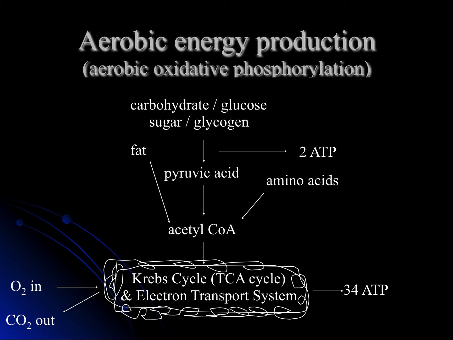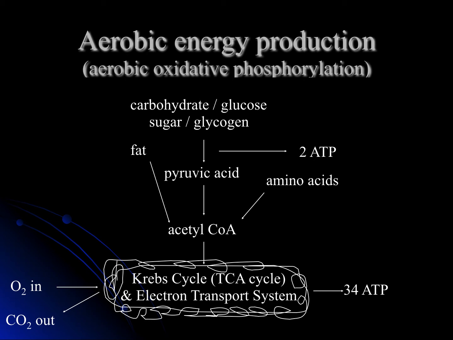You can see that using glucose for fuel, we get 2 ATPs produced up in Embden-Meyerhof, and then 34 ATPs produced through the activities in the Krebs cycle and the electron transport system. And also you can see that oxygen is required and carbon dioxide is produced. To your left, you see how fats can also be utilized for fuel aerobically. Through beta oxidation, fats are converted into lots of acetyl-CoA.